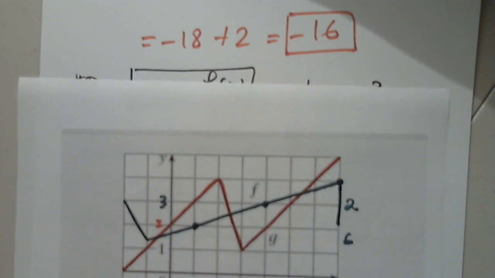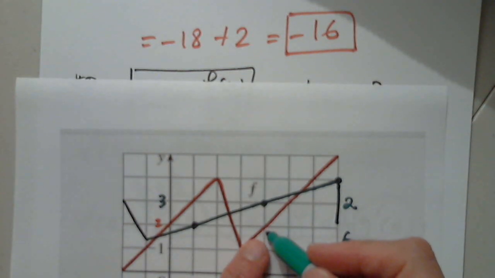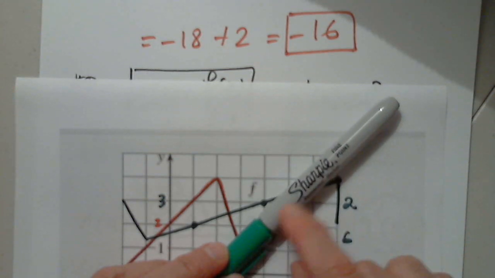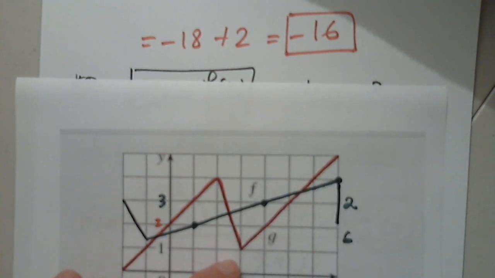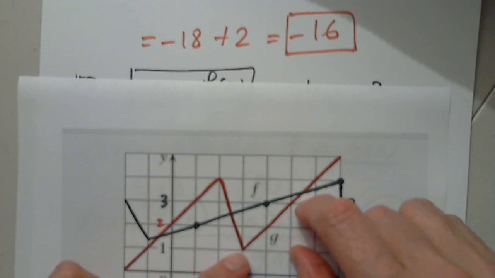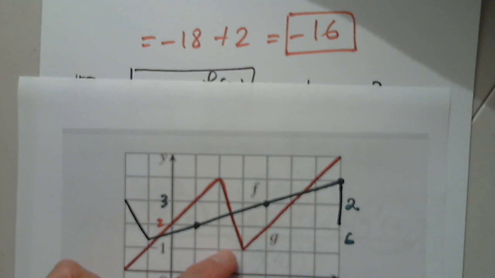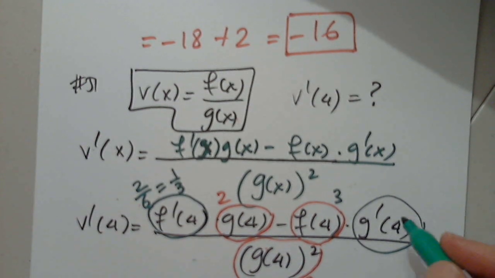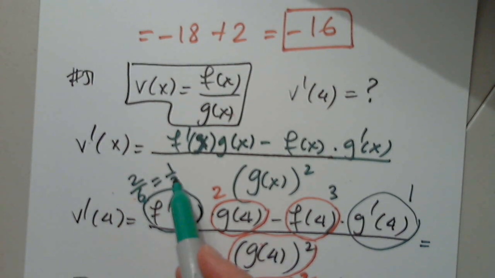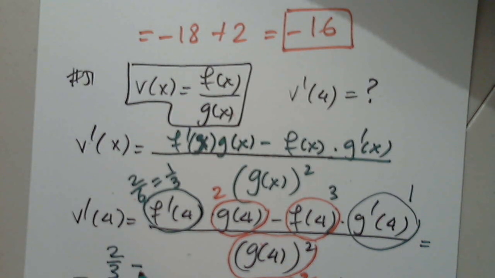No problem. g prime of 4 is also positive, is the slope of this line, and I'm going to use 2 convenient corners of the grid, rise 2, run 2. 2 over 2 is 1. I have all the numbers, everything I need, so then I have 1/3 times 2, 2/3, minus 3 times 1, 3, over 2 squared, 4.